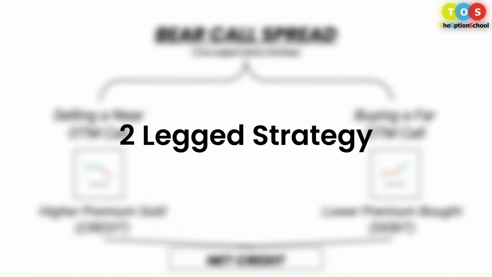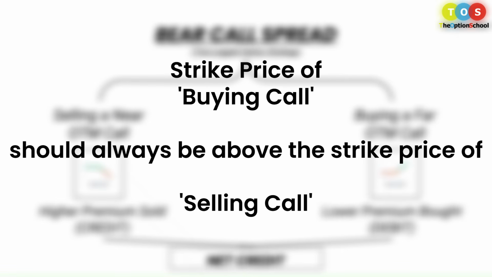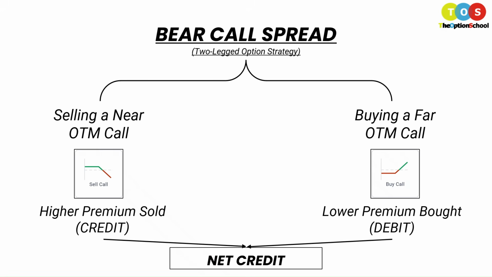Bear call spread is a two-leg strategy. We sell a higher premium call and buy a lower premium call, creating a net credit in the system. The strike price of the call we buy should always be above the strike price of the call we sell. Let us see the details in the actual construction of the trade also.